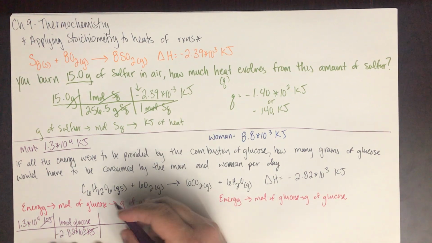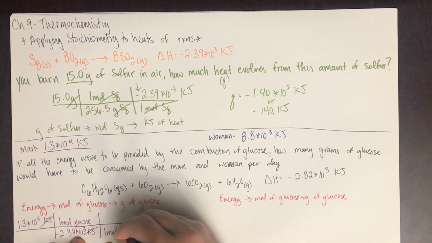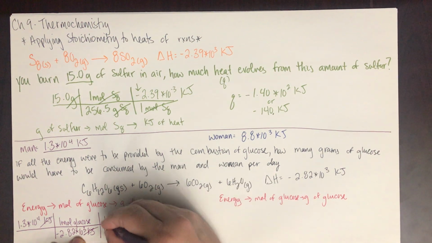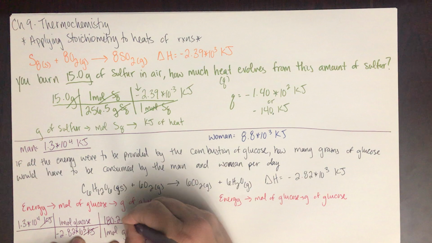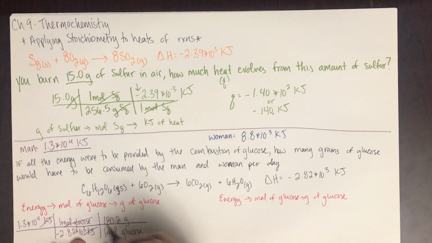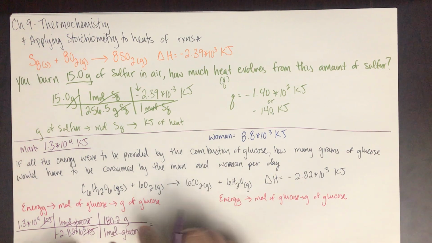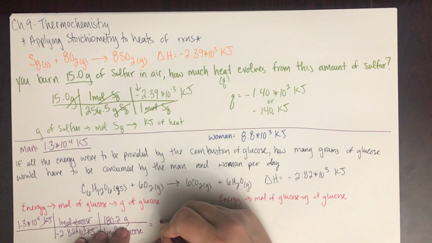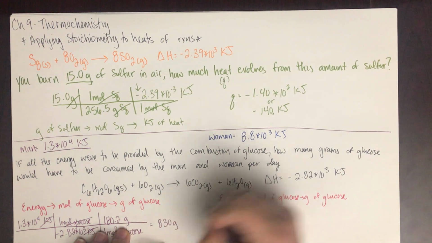I want to go to grams of glucose. 1 mole of glucose has a molar mass of 180.2 grams. So now moles of glucose have canceled. My answer is going to be in grams. Grams of glucose that would need to be consumed to produce that much energy. So for the man, it's about 830 grams of glucose.